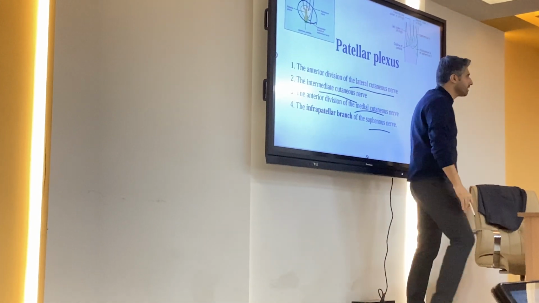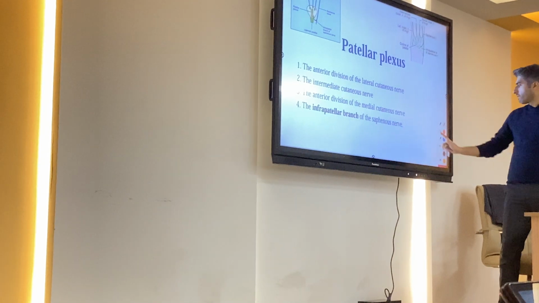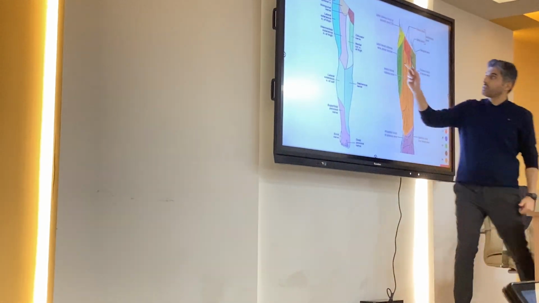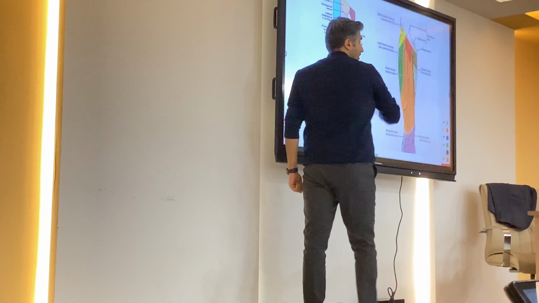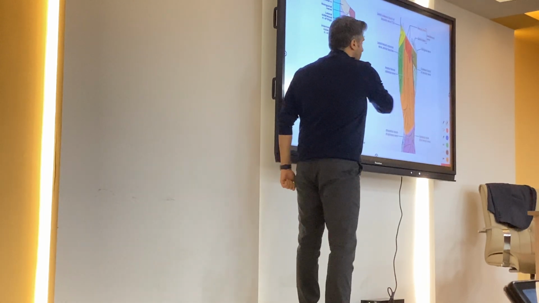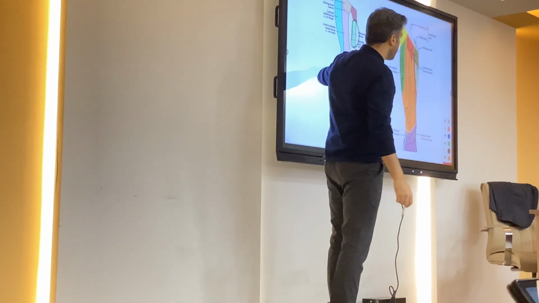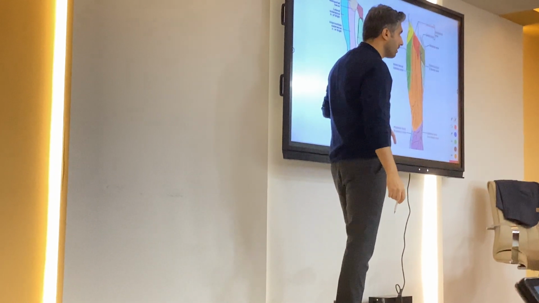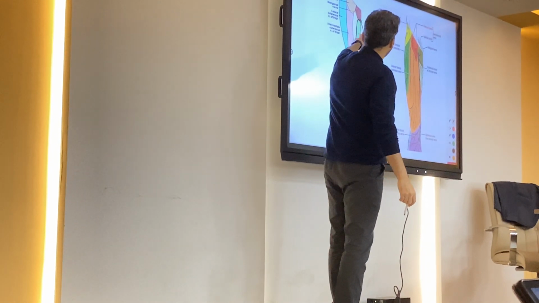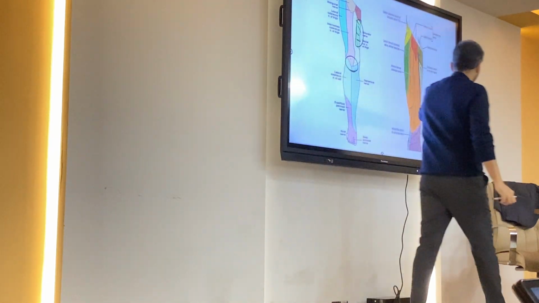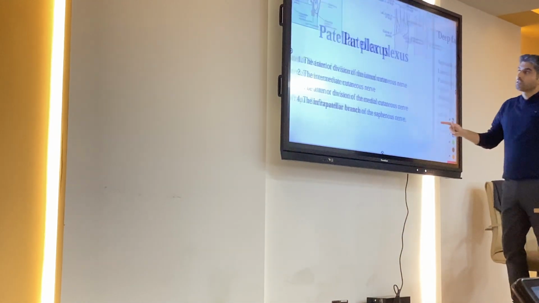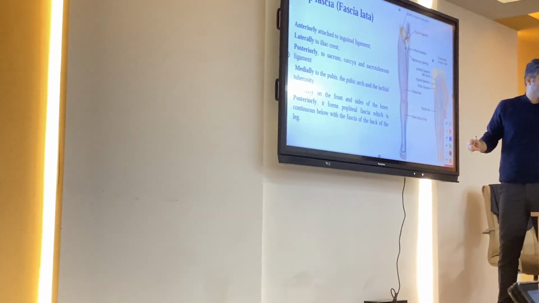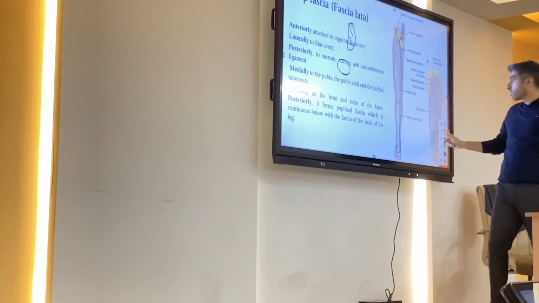Obturator nerve is just in the medial part. Look at here, obturator just here. It's not related to the patellar region. In the patellar region, we have these four nerves: 1, 2, 3, 4. Okay? Obturator is here. And this is the cutaneous plexus, yes, cutaneous plexus, sensory plexus.